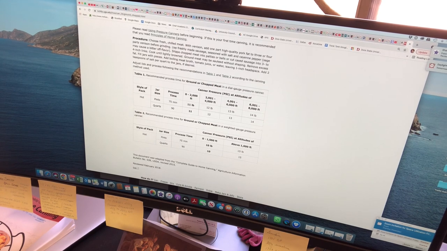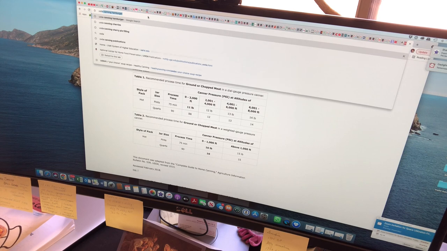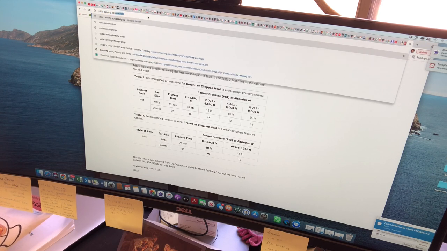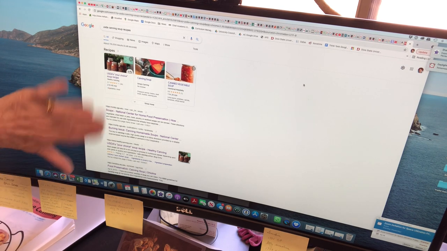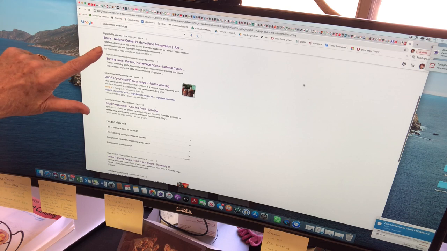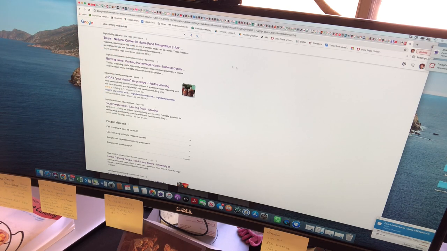All right, so let's do soups. USDA canning soup. Oh, well, it's altogether different. Now, the pretty pictures are at the top. I'm going to skip those. I'm going to go down here. National Center for Home, that's the one we want. So we're going to go there.